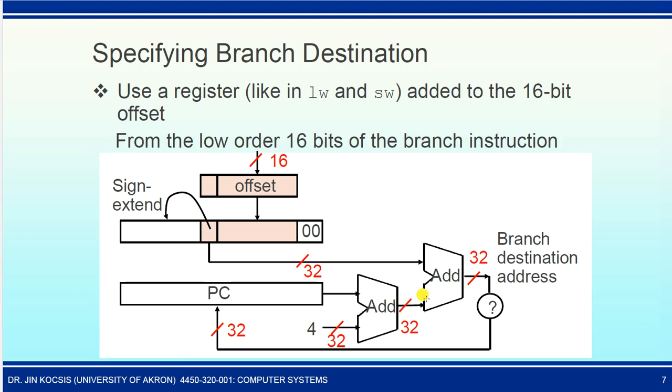But here you may have a question. Because PC is a 32-bit binary number, and 4, although it's a constant, is still represented as a 32-bit binary number, the output of the adder is still a 32-bit binary number. I cannot use this 32-bit binary number to directly add with the 18-bit binary number, which represents the relative memory address. Therefore, I have to translate this 18-bit binary number into a 32-bit binary number and then do the summation.